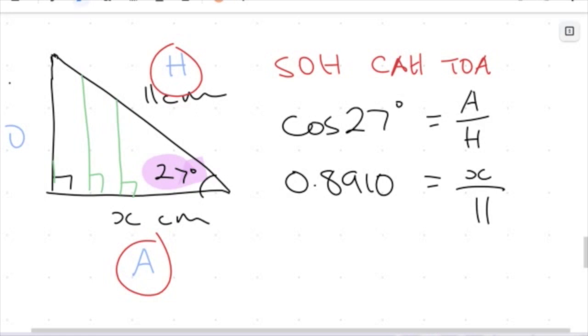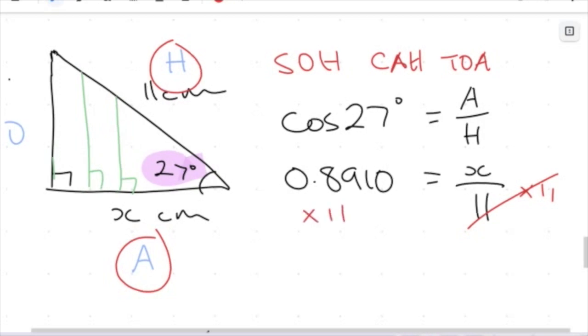So now that we have x on the numerator, it's getting divided by 11 here. So this is an equation. So we can get x on its own by multiplying this side by 11. That's going to clear the denominator, and what we do to one side, we do to the other side.